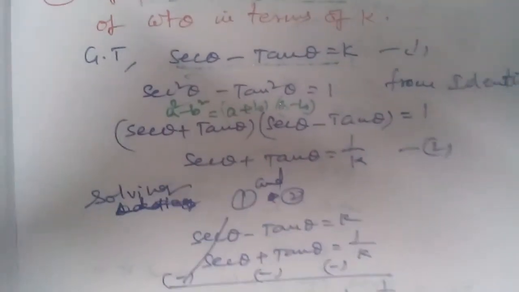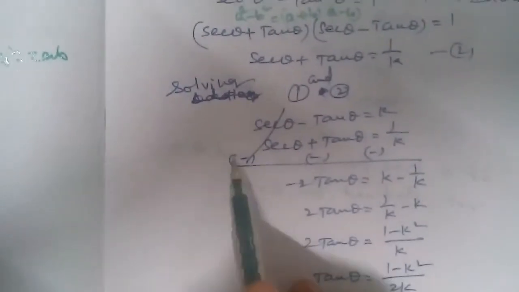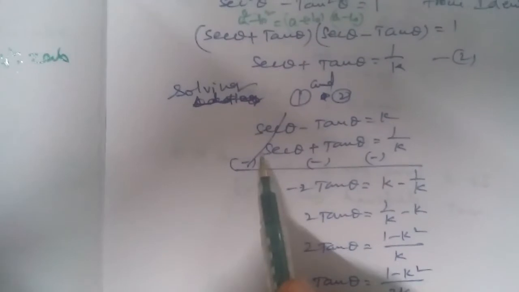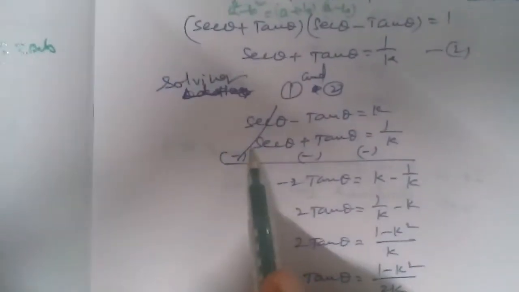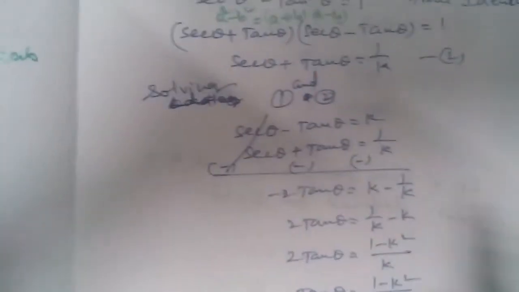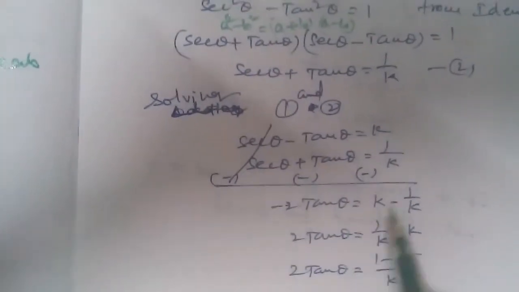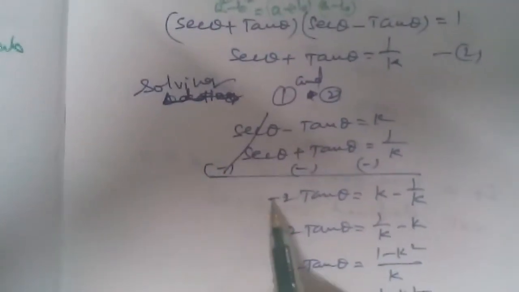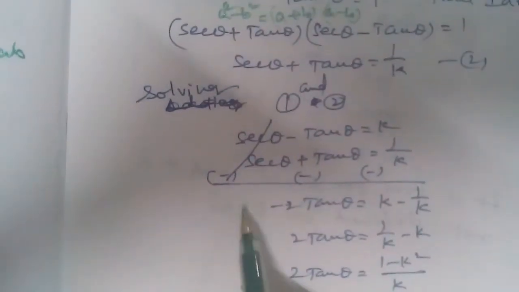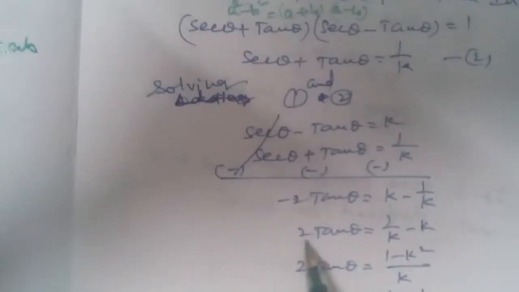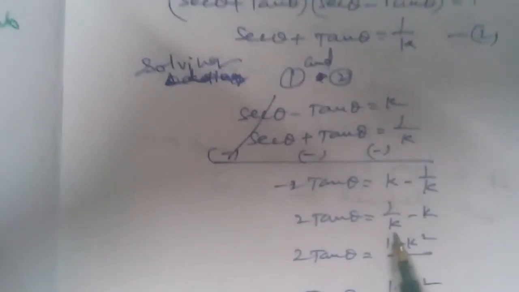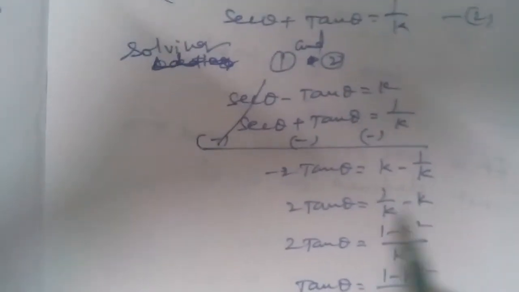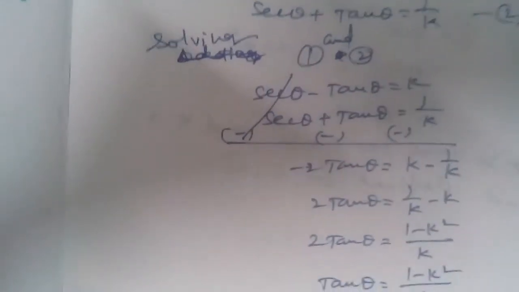Solving 1 and 2, subtracting: positive values are converted into negatives, negative values into positives. We are cancelling 2 secant theta, we will get minus 2 tan theta is equal to k minus 1 by k. So minus 2, the minus can be multiplied on both sides. So we will get a positive value: 2 tan theta is equal to 1 by k minus k, that is k into k, k square minus 1.